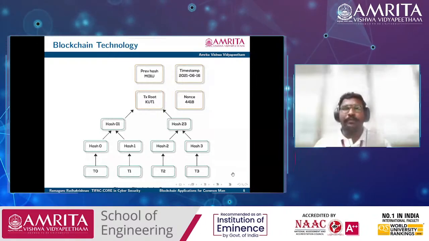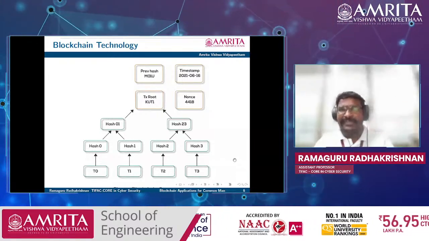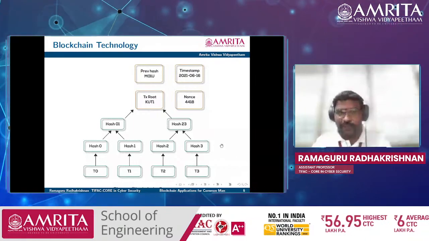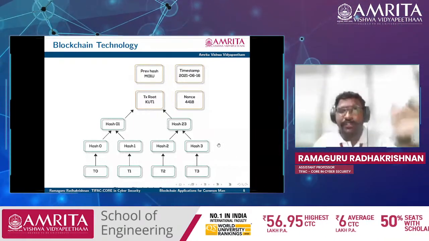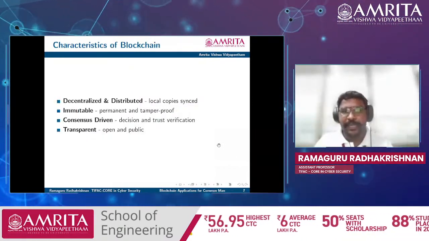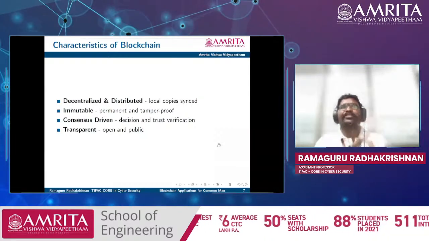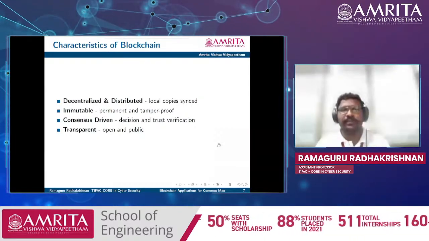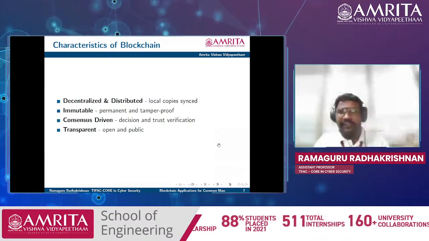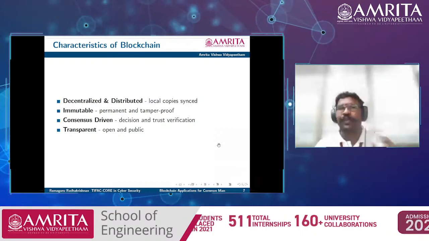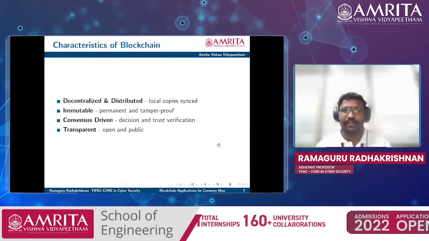So this is how blockchain technology has evolved, or this is how blockchain technology is used. Okay. Now, what are the characteristics of blockchain technology? As we have seen in the definition, these are the 4 important characteristics of blockchain technology.